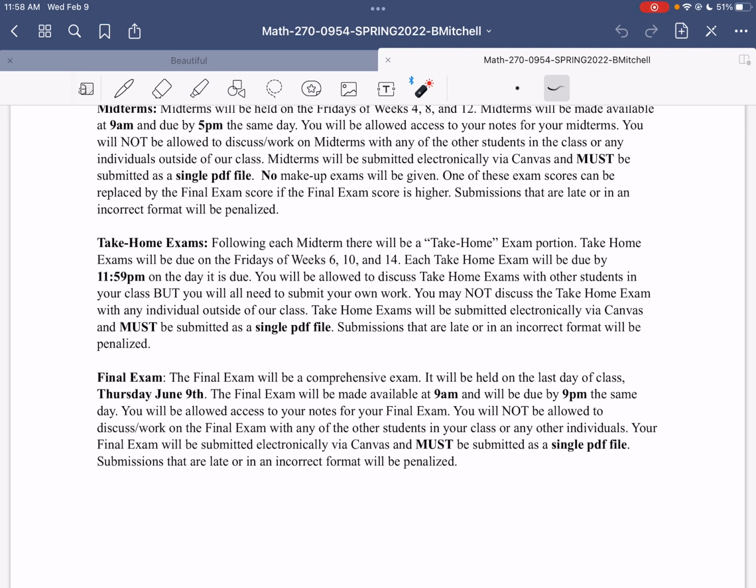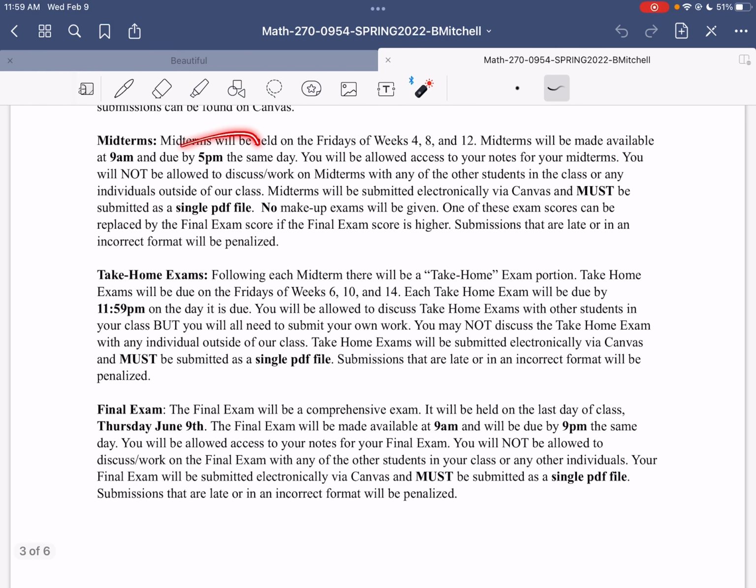The final exam is a comprehensive exam. The midterms just go over what we've learned since the previous midterm. So, for example, in midterm 1, you'll just be tested on the things from weeks 1 to 4. In midterm 2, it'll just be the stuff from weeks 5 through 8. Midterm 3, weeks 9 through 12, and so on. For the final exam, though, even though it comes at the very end of class, on the last day of our class, which is Thursday, June 9th, it is a comprehensive or cumulative final exam. So it'll cover everything from the very start of our class to the very end of our class.